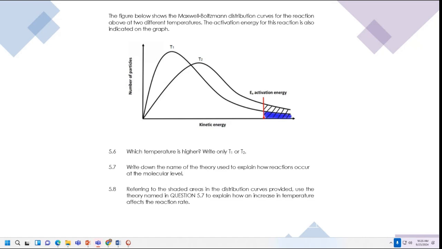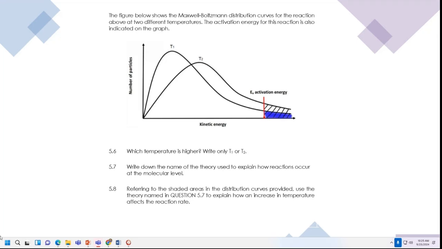There is an answer saying T1. Well, T1 does not represent the higher temperature. T2 is actually the correct answer. So the correct answer there for 5.6 is T2. The reason for that is if you look at the activation energy, you'll notice there is a greater number of molecules here that can actually take part in the reaction compared to T1.